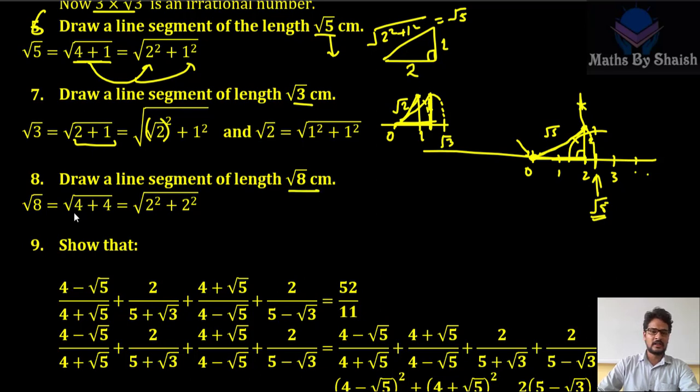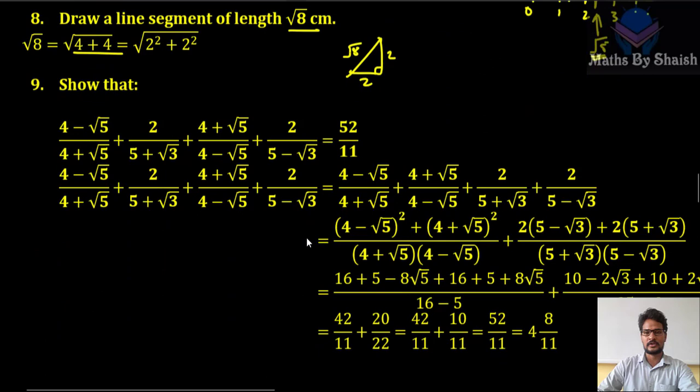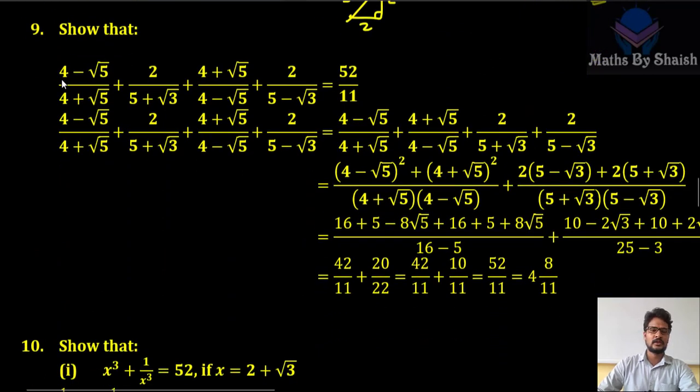For √8, it is 4 plus 4. So the two sides have to be the same, that is 2, 2, and then this hypotenuse would be √8 by Pythagoras theorem. Then here comes the 9th one.